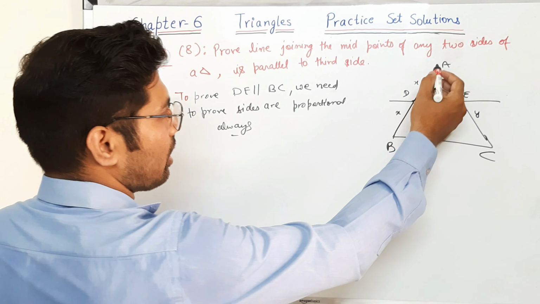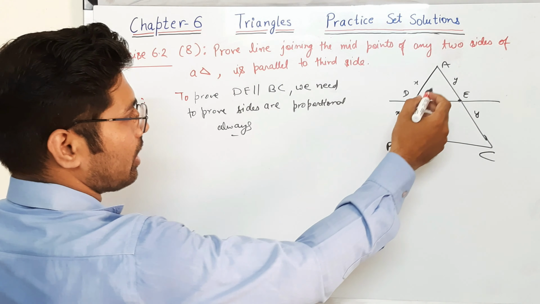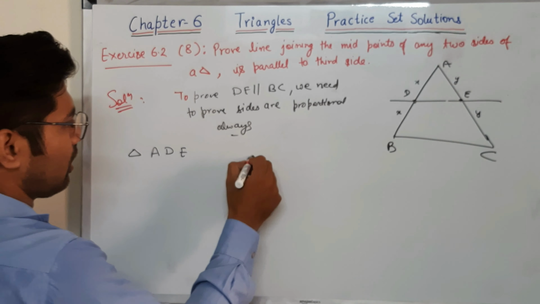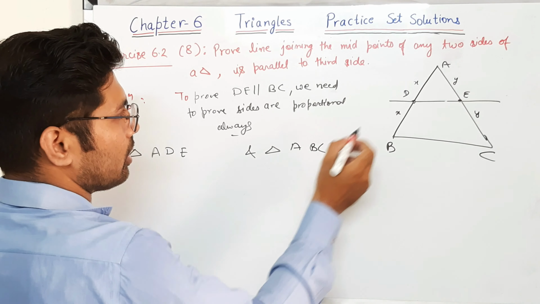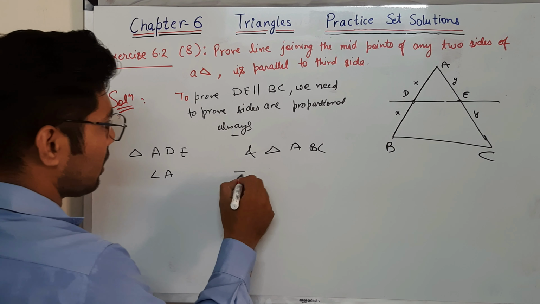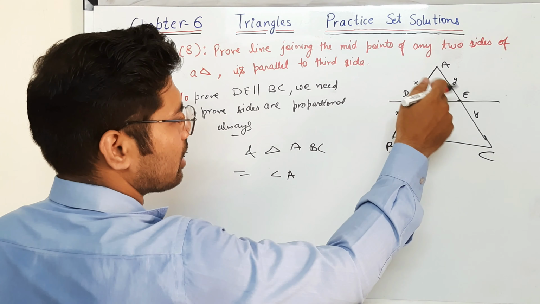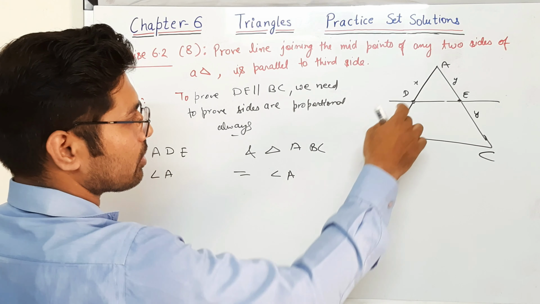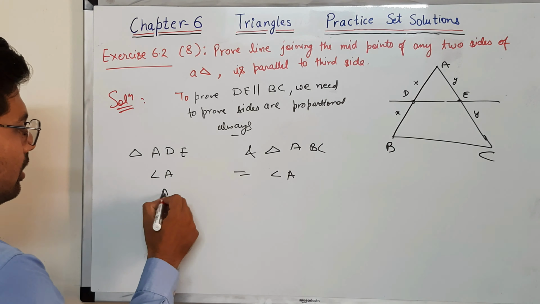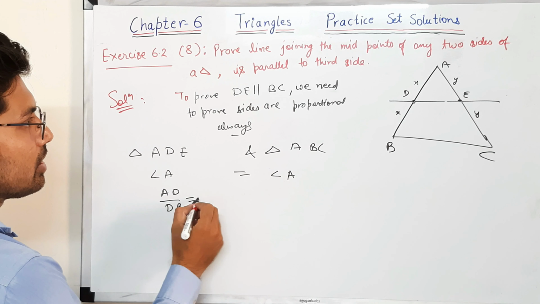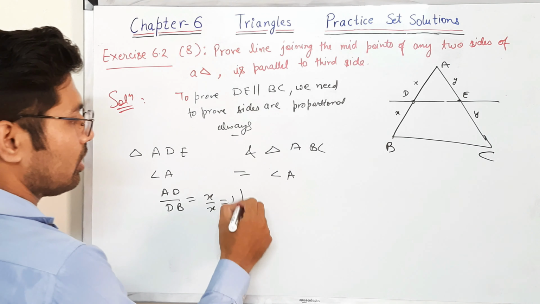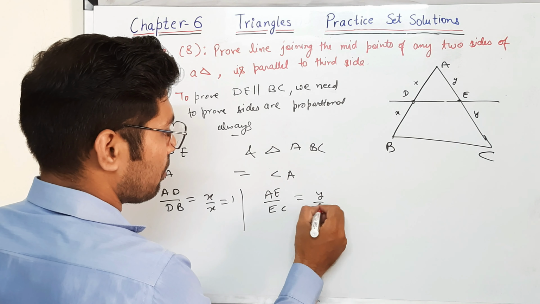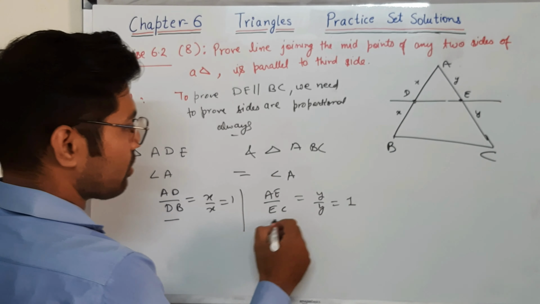Now in triangle ADE and triangle ABC, you can see angle A is the same, both angle A are the same. And this is the middle point, right? If this is x, so this is x. So AD upon DB is equal to x upon x, which is equal to 1. And here AE upon EC is equal to y upon y, which is equal to 1. So this ratio is also the same.